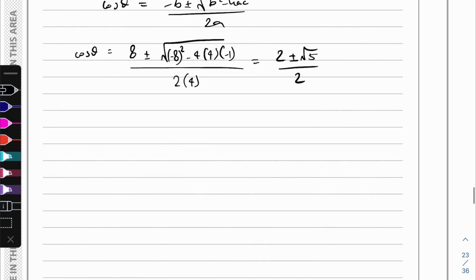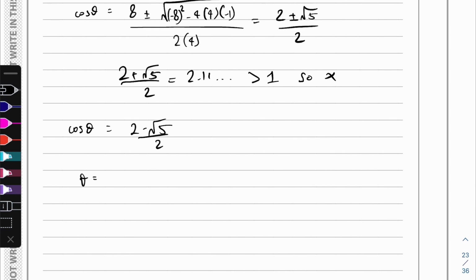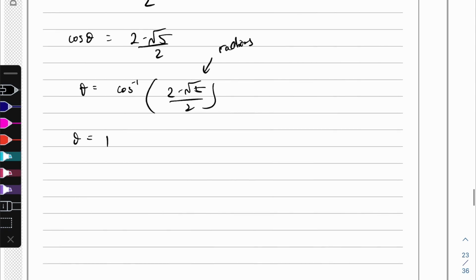Now we need to check which one is greater than 1, which one is less than 1. So 2 plus root 5 over 2 is 2.11, and it goes on. So this is greater than 1, so we can't use this. The only value we can use is cosine theta equals 2 minus root 5 over 2. So theta equals cosine inverse of 2 minus root 5 over 2. And this is in radians, don't forget. So theta equals 1.69.